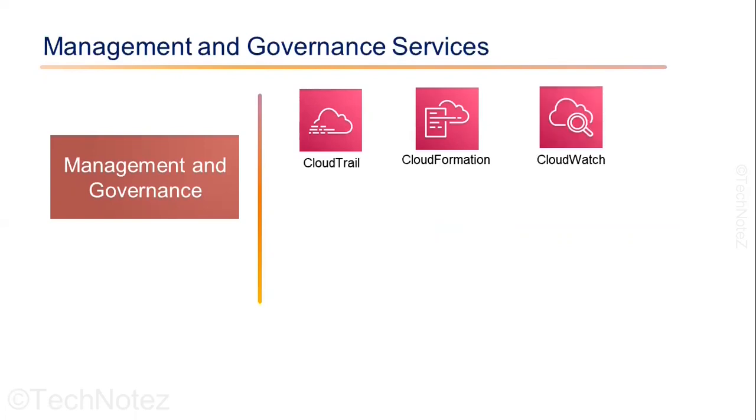CloudWatch is a monitoring and logging service provided by AWS. It enables you to monitor the services and applications that run on the AWS. You can also monitor your on-prem resources using AWS CloudWatch. CloudWatch collects and tracks the metrics, monitors the log file, and sets the alarms.